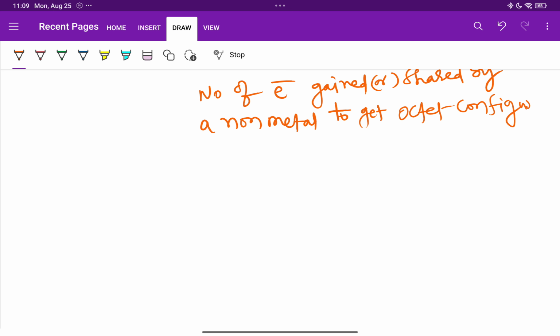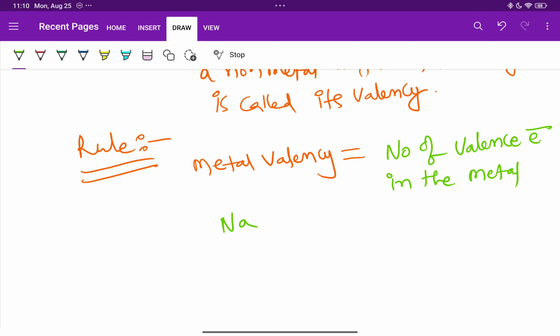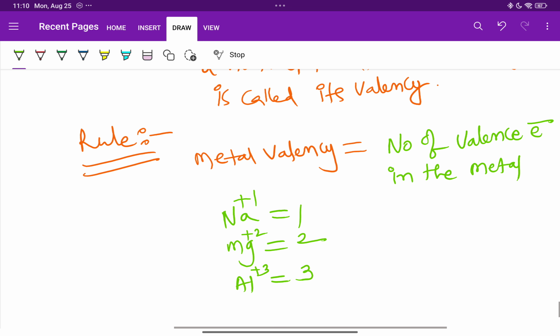So we have a rule for metals and non-metals to tell the valency. Metal valency is always equal to the number of valence electrons in the metal. For example, sodium valence electrons are 1, its valency is 1. Magnesium valence electrons are 2, its valency 2. Aluminium valence electrons are 3, its valency 3. That is why they show sodium +1, magnesium +2, aluminium +3.